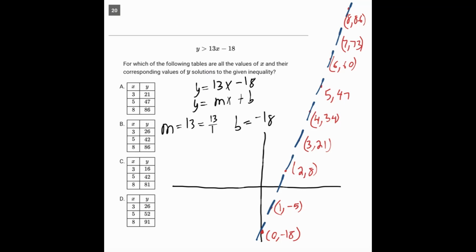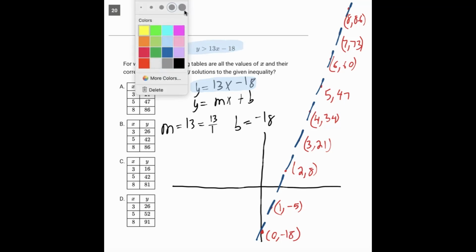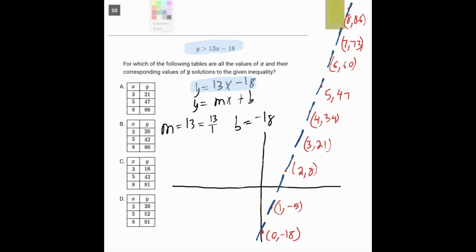Now, remember, we're not dealing with y equals 13x minus 18. It's y is greater than 13x minus 18. So we need to shade above right now. So let's shade above this line. And this yellow zone, that is our solution set. Any points that are correct right now have to be in this yellow area.